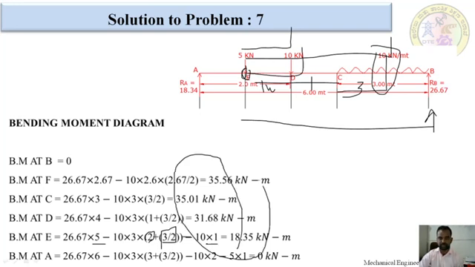These all values are positive only, and we are not required to calculate at A point, because at the support, the bending moment is always 0.